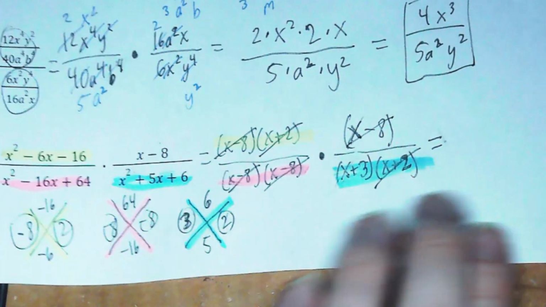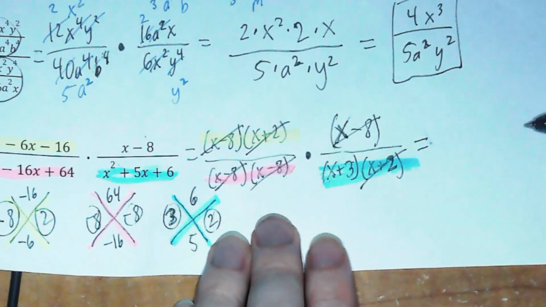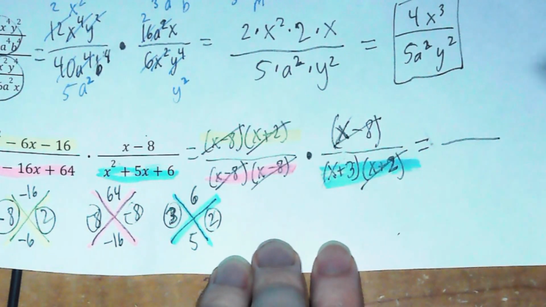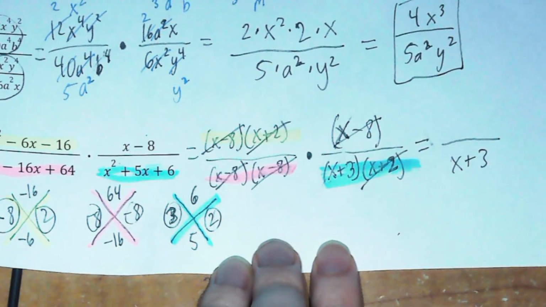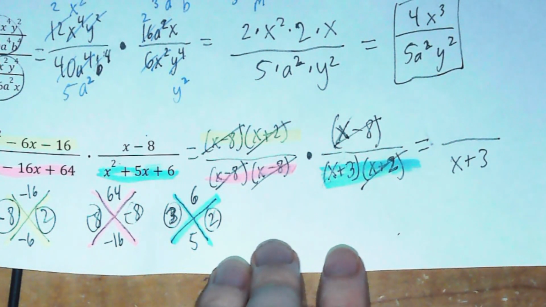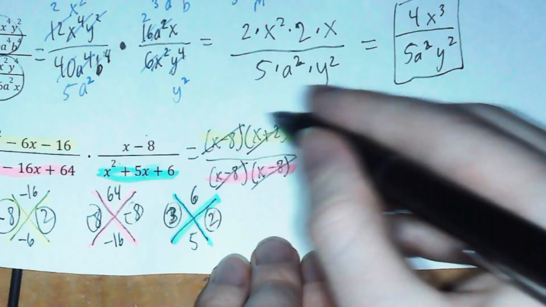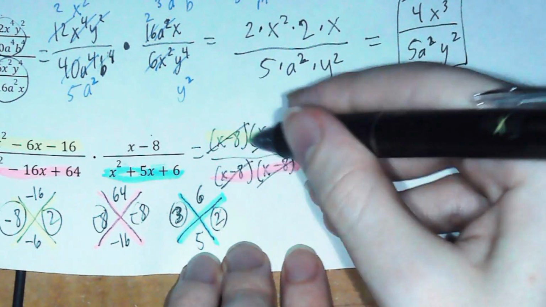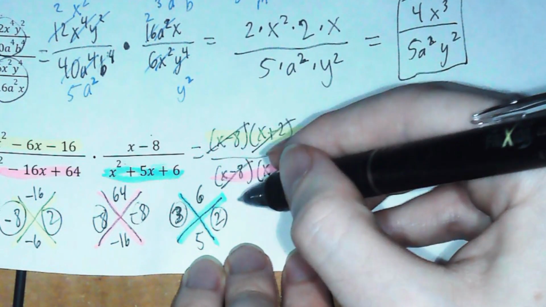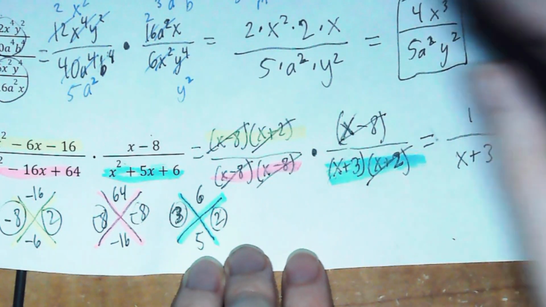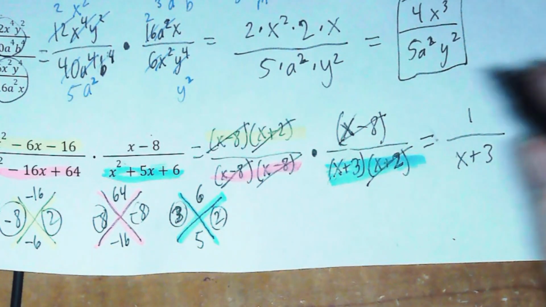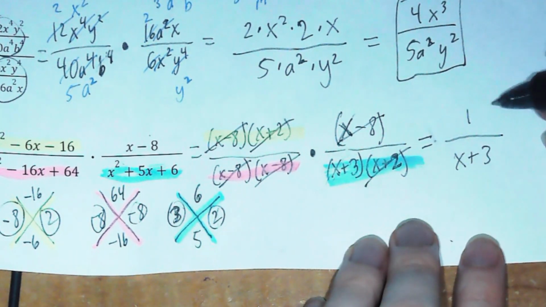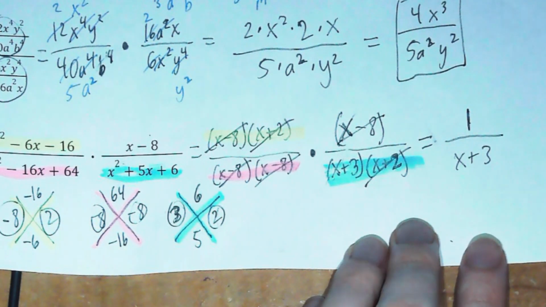Alright, so what are we left with? Well, on the top, everything canceled. But we can't just leave the top blank. We still have the x plus 3 on the bottom. So what do we put? Well, we put 1. When everything else is gone, when you cancel something out, you're effectively reducing it to 1 over 1. So we're left with 1 times 1 times 1 on the top, and then 1 times 1 times 1 times x plus 3 on the bottom. So we have a 1 on top, effectively, every time we do this.